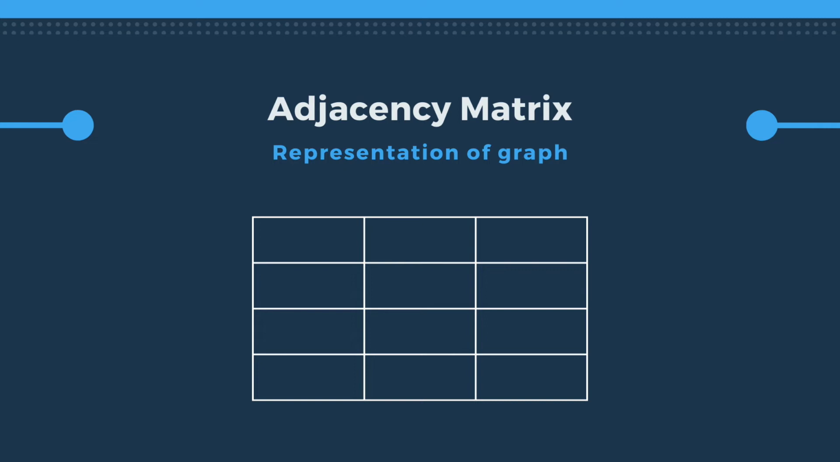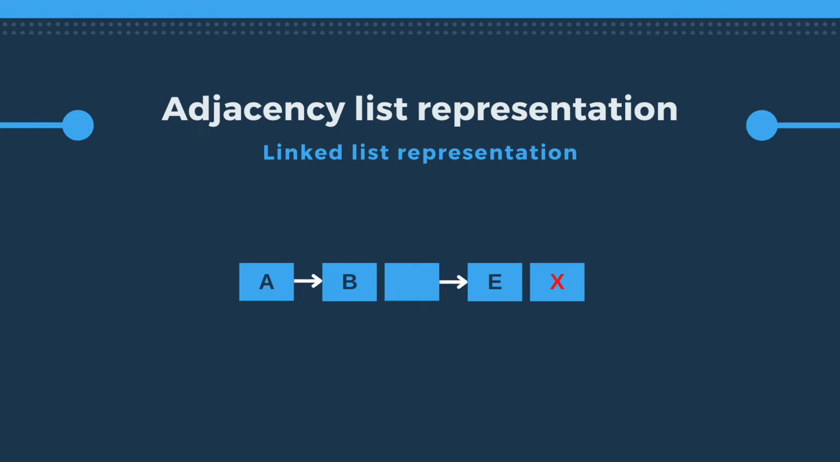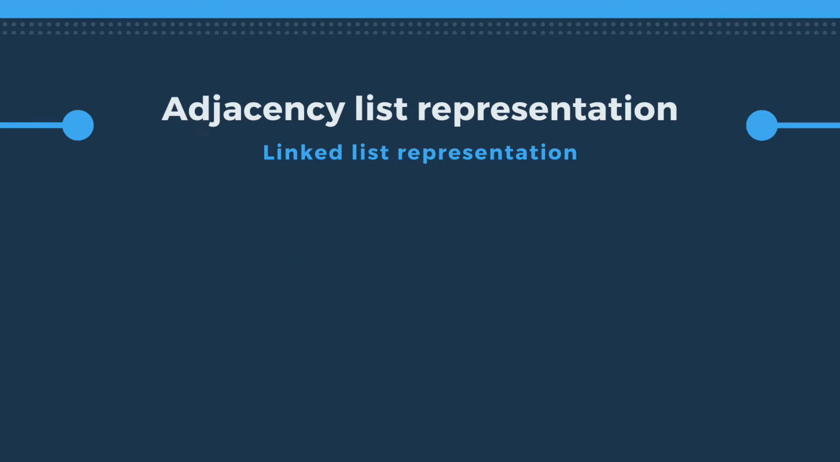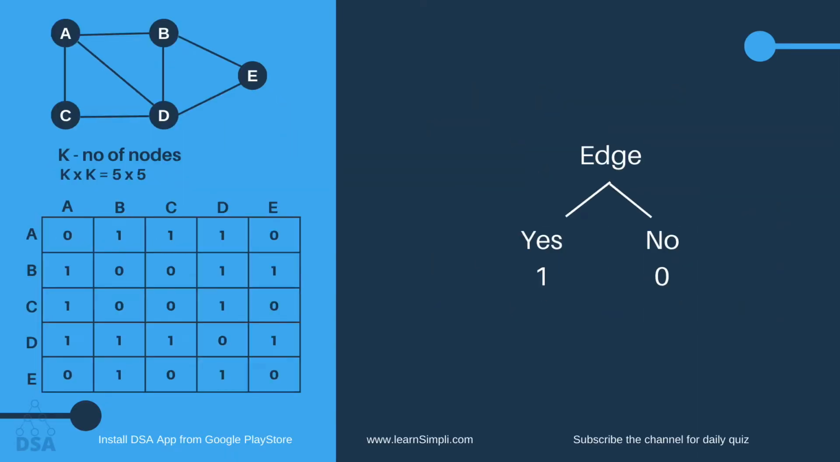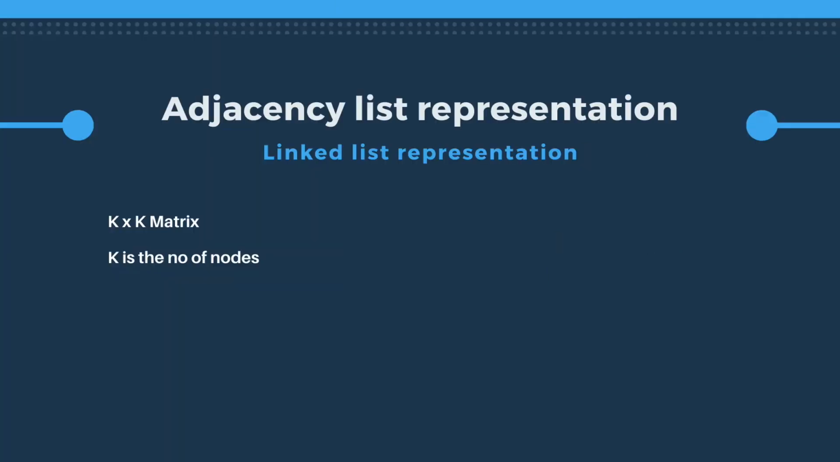In the last video, we discussed the adjacency matrix representation of a graph, and in this video, we will discuss the adjacency list representation of a graph, which is also called the linked list representation. In the adjacency matrix, we stored the values in the form of zeros and ones in a k by k matrix, where k is the number of nodes.